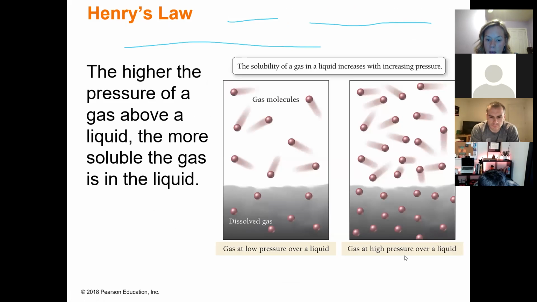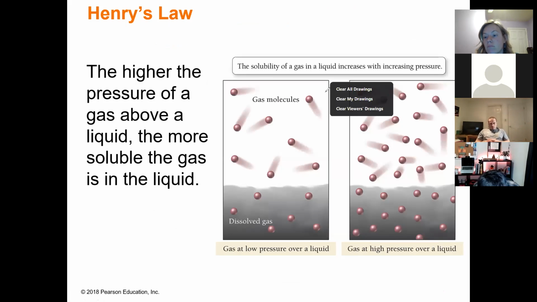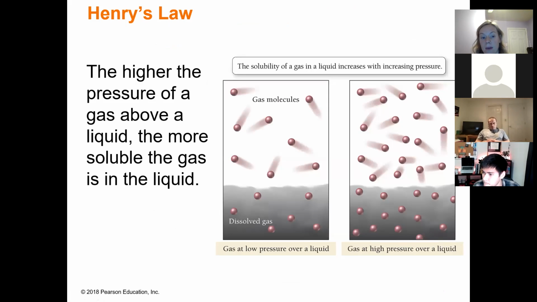Another thing that we want to layer on top is this thing called Henry's Law. This doesn't apply to solids. If you have a solid dissolved in water, it doesn't matter if you're at sea level or on the side of a mountain, it's going to do the same thing. But when you have gases dissolved in a liquid, the higher the pressure above the liquid, the more gas can be dissolved in that liquid.